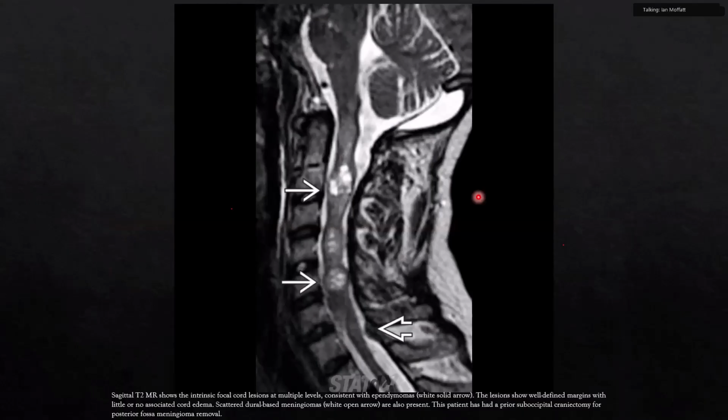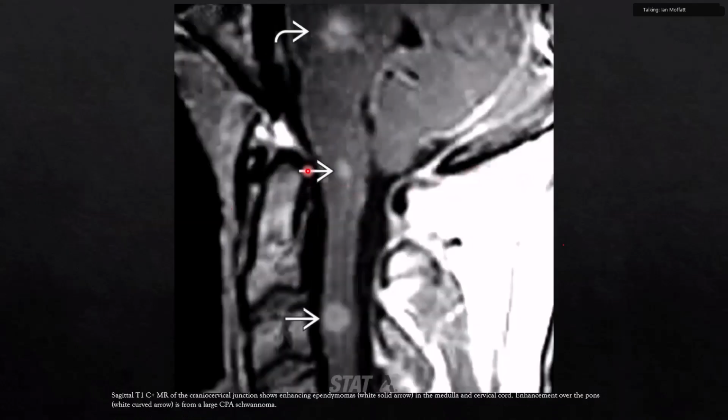So a few cervical cord ependymomas, T2 hyperintense, with associated cord expansion. We do have some adjacent high T2 signal change. They demonstrate significant enhancement on post-contrast images. This is not actually a brainstem lesion. That's a CP angle lesion. It's a vestibular schwannoma that's actually causing some mass effect.